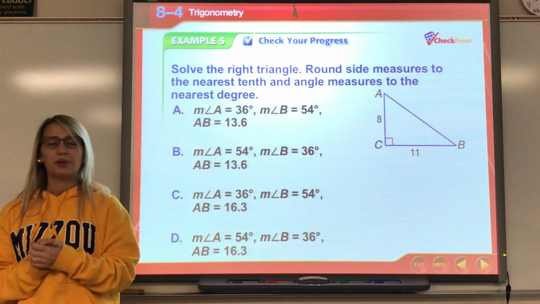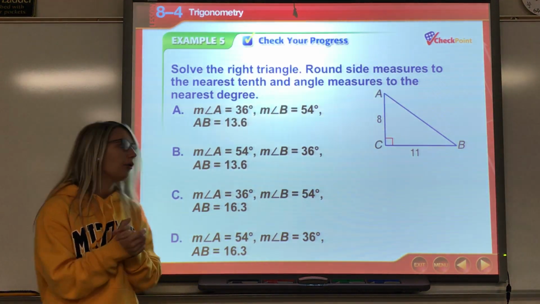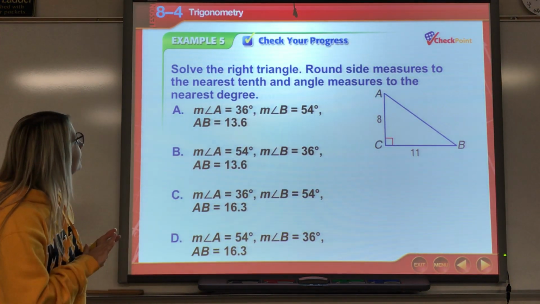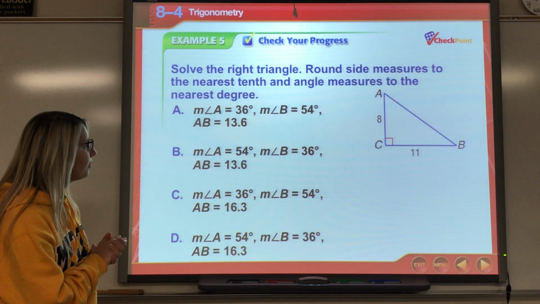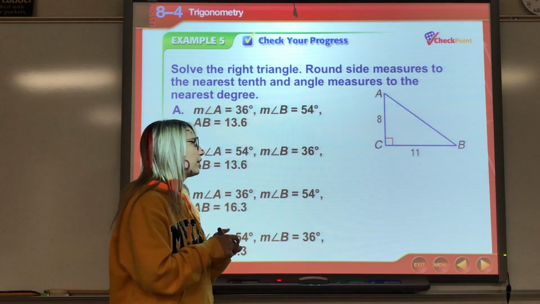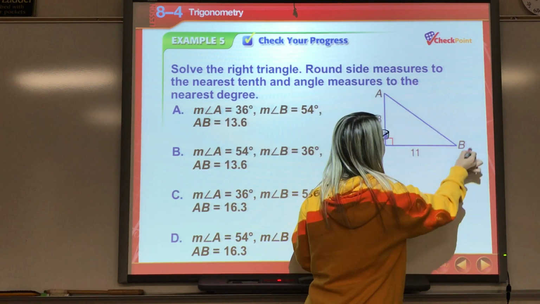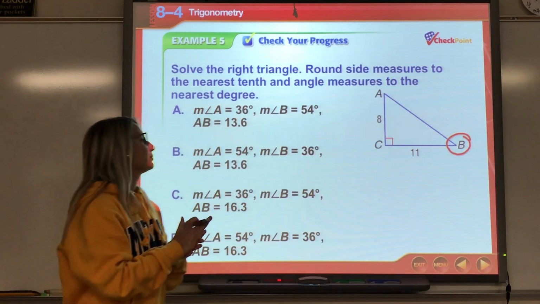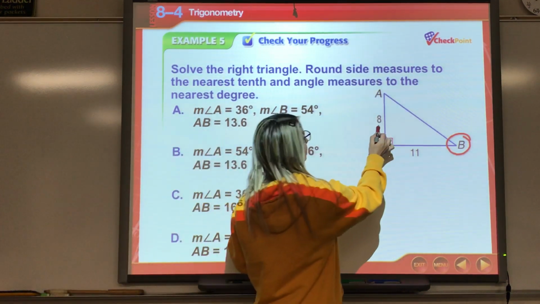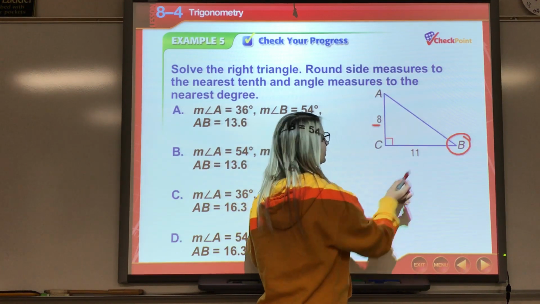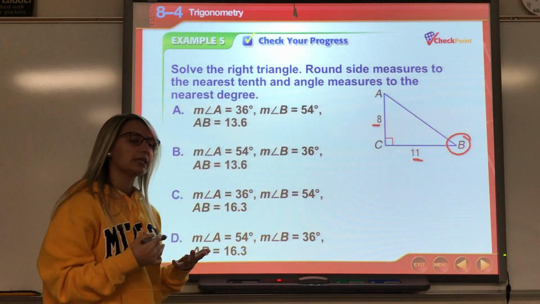Okay, so here's one last one for you guys to try at home. They give us a diagram here. So it says solve the right triangle. All right, let's just start with finding B first. Okay, so we're given the opposite and the adjacent. So just like that last one, we're going to use the tangent.